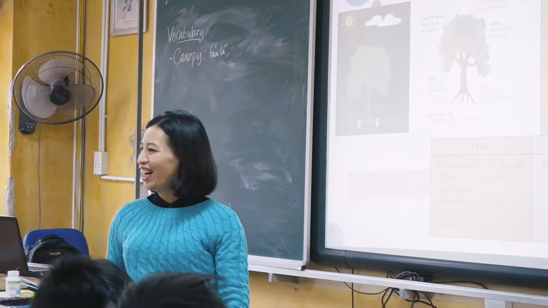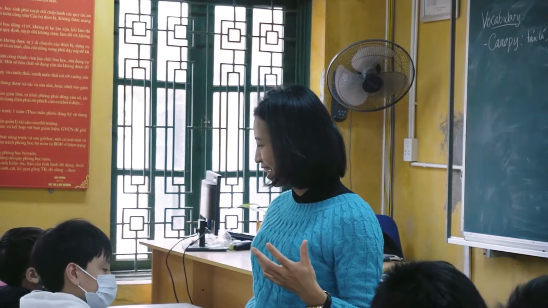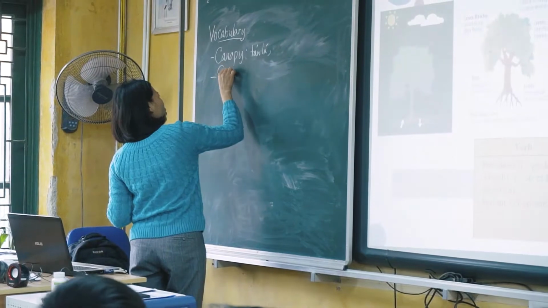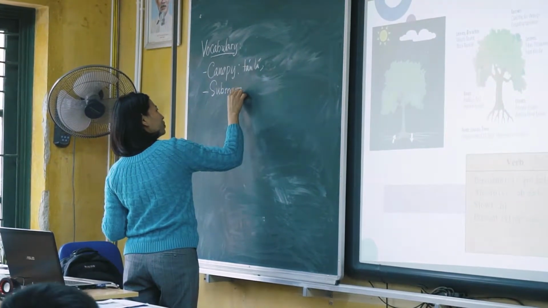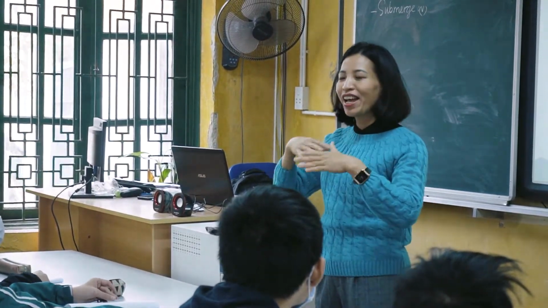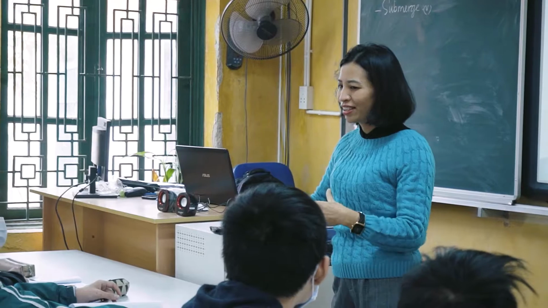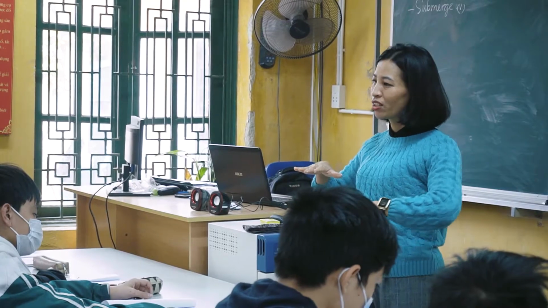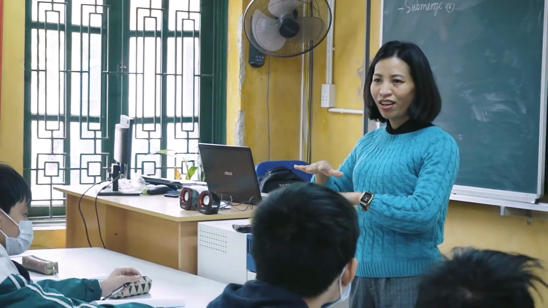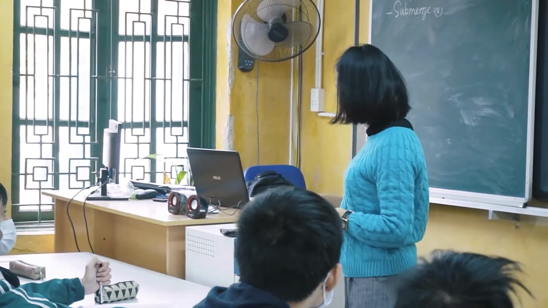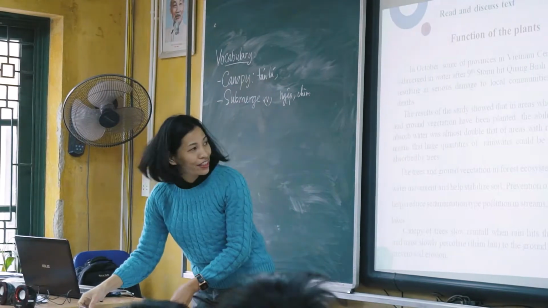You can say in Vietnamese. Submerged. When after rain, after heavy rain, my small tree is submerged in the water. It goes below into the surface of water. So what does it mean in Vietnamese? Ngập. Yes, it's ngập.